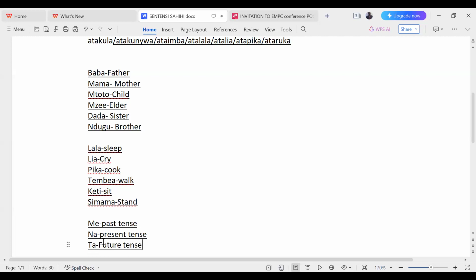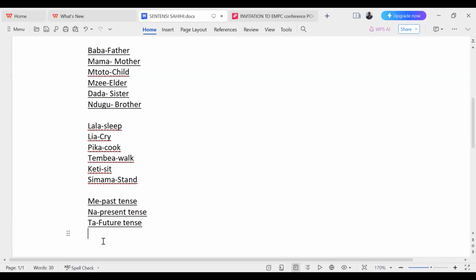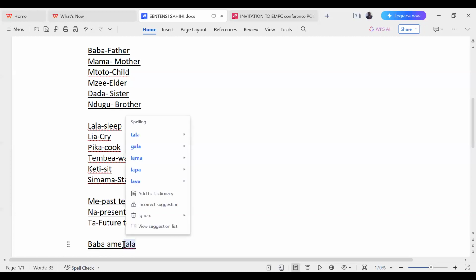So where we want to talk about past tense, we bring the word me in between the noun and the verb. But there's one word we still have to refer to. So let's try first of all using those basic rules. So we'll say, Baba, me, lala. But now because you're referring to nouns, living things, we'll always use the word a. So we'll always put the word a before me. So we'll say, Baba, ame. Can somebody read that? Baba amelala. Yes, thank you. Yes, Baba amelala.